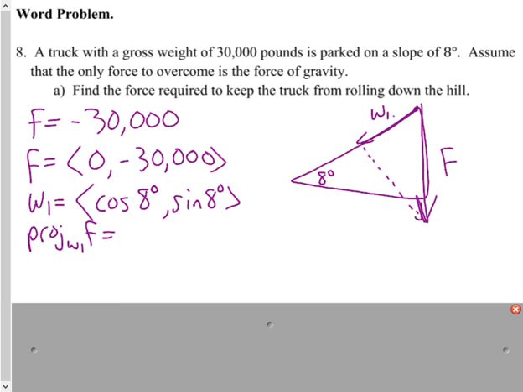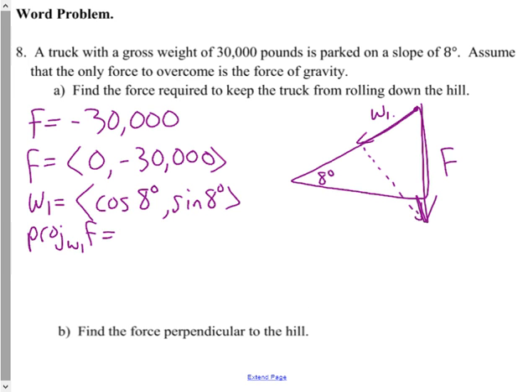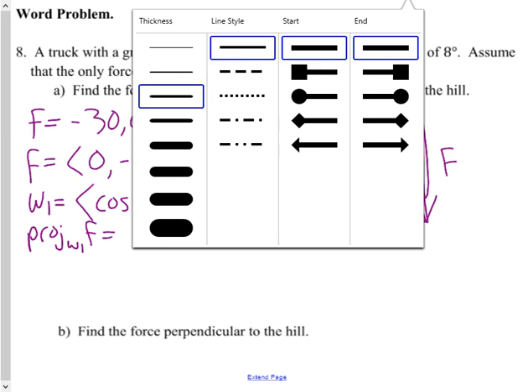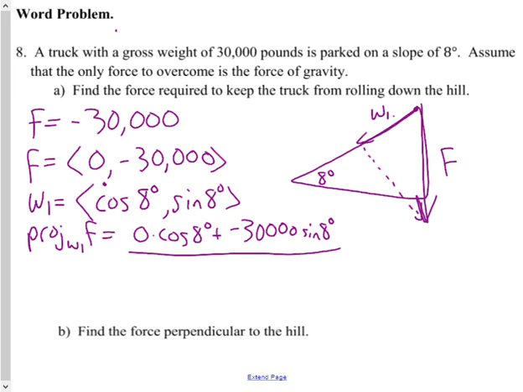That's going to be the dot product of those two, and then we're going to do them over the, let me spell out the formula, what we're doing. So multiplying here, 0 times cosine of 8, which is 0, plus negative 30,000 times sine of 8, that'll be our big number here, all over cosine squared of 8 degrees plus sine squared of 8 degrees. Cosine squared plus sine squared of 8 degrees is going to be 1. So basically our answer is going to be this chunk over 1.